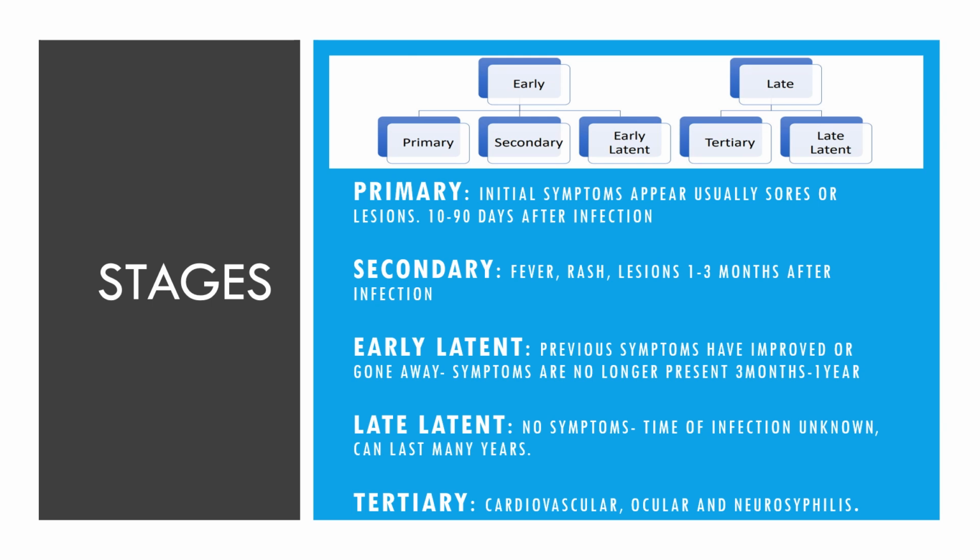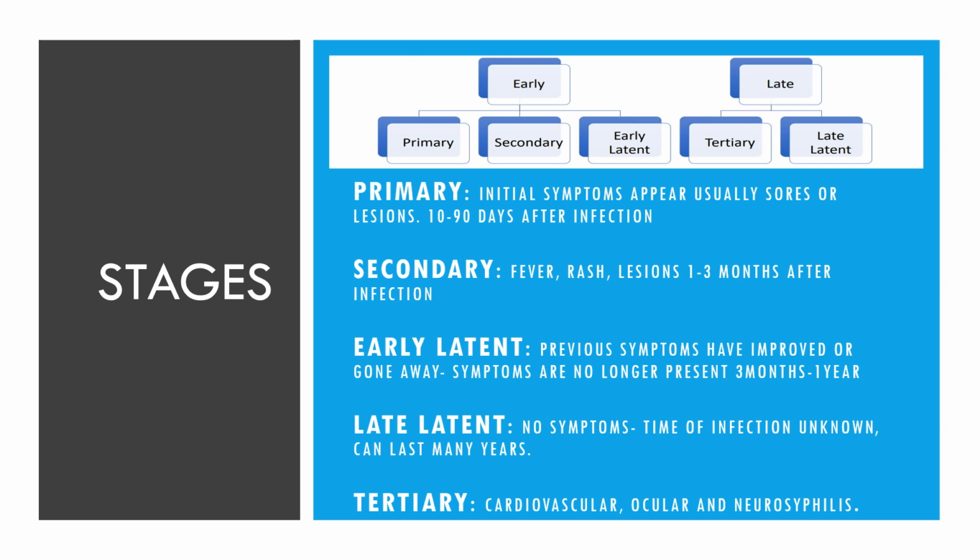There are 4 stages of syphilis: primary, secondary, latent, and tertiary. You'll often see the latent stage split into 2 categories, early latent and late latent. The primary stage, usually between 10 and 90 days after infection, is when initial symptoms appear in the form of sores or lesions found on the genitals or in the mouth. The secondary stage, usually occurring 1 to 3 months after infection, may reveal more symptoms like rash, fever, weight loss, or muscle and joint pain.